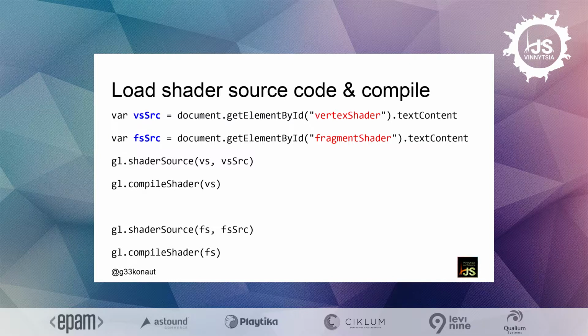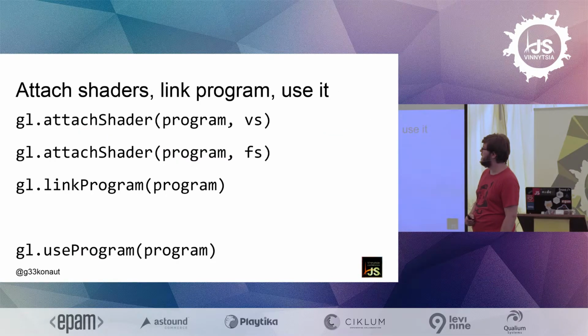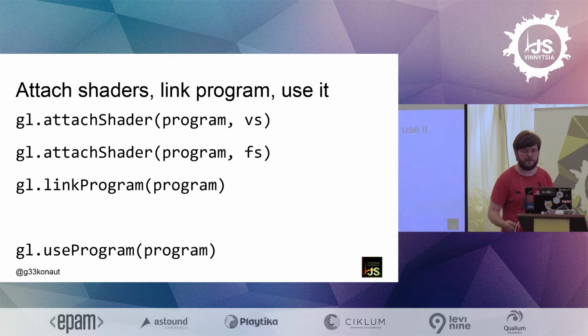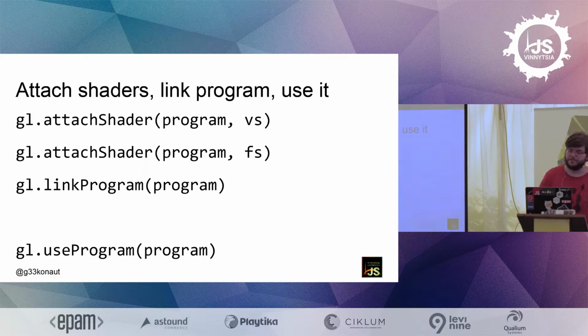So we now have a binary program that can run on the graphics card. Okay, cool. Now we attach the Vertex Shader and the Fragment Shader to the program that we wrote, then we link the program together, and then we can use the program. Finally. So now we have a program that we can use, and our pipeline starts to shape up.